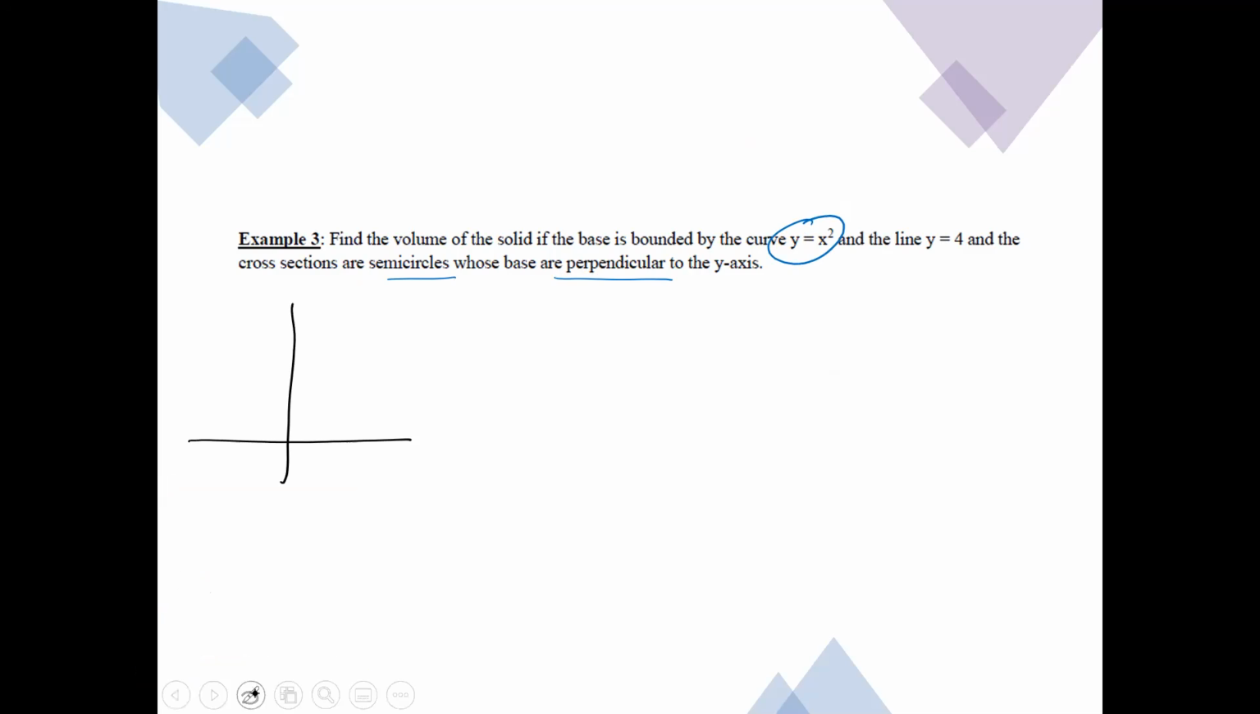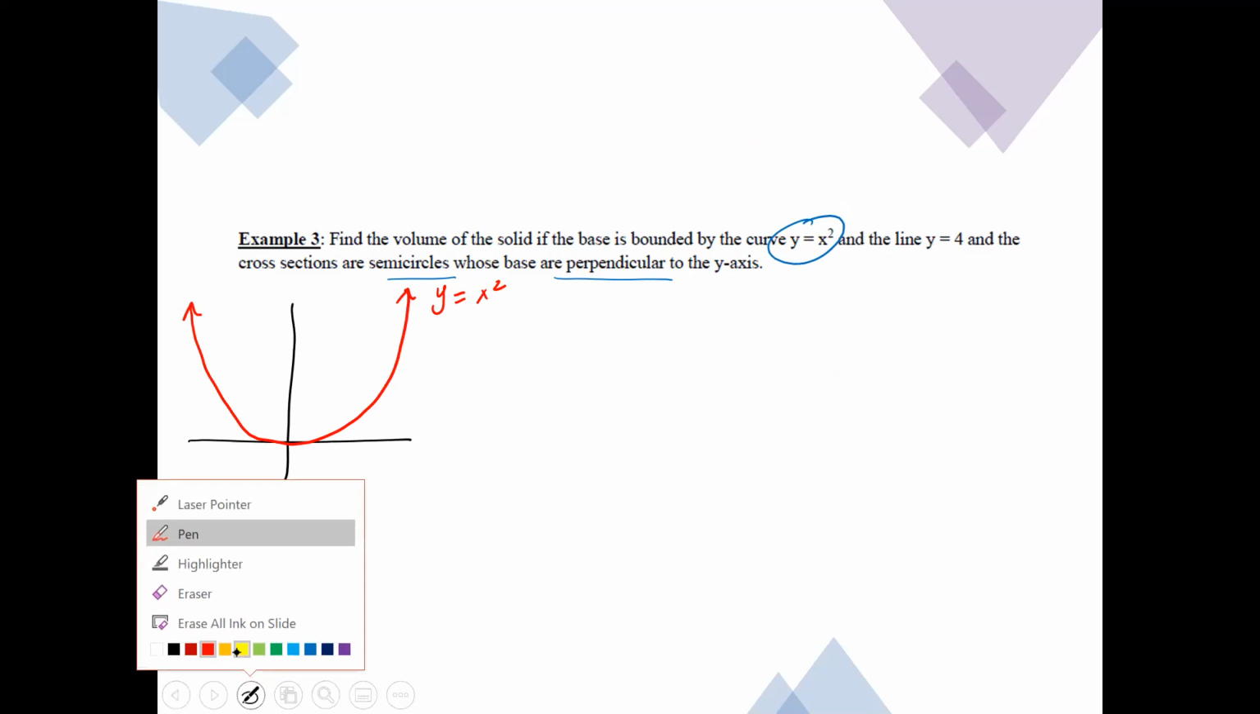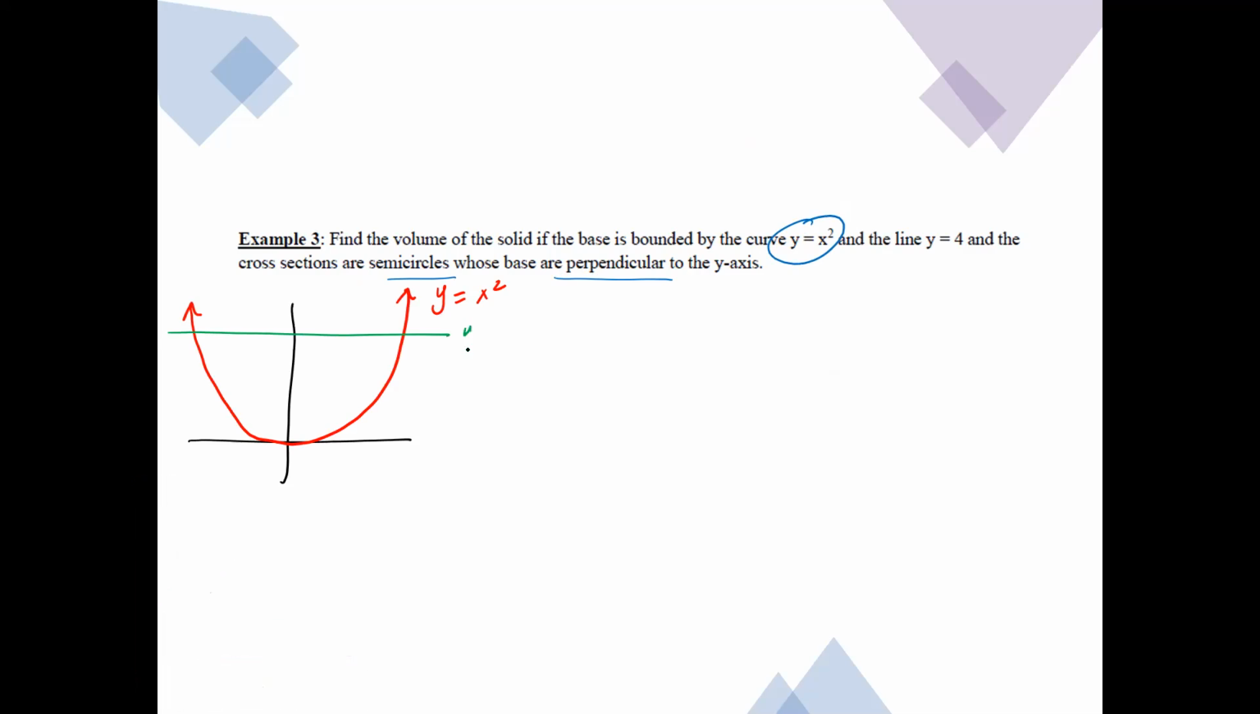So with this one, you have a semicircle. So let's first draw the problem. y equals x squared, y equals 4.